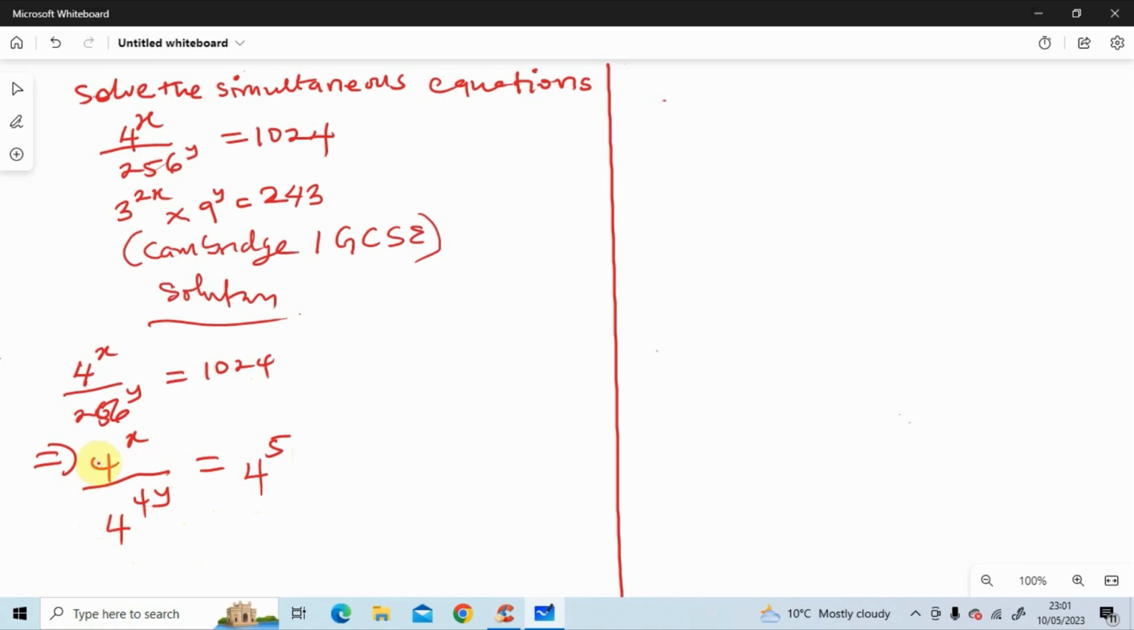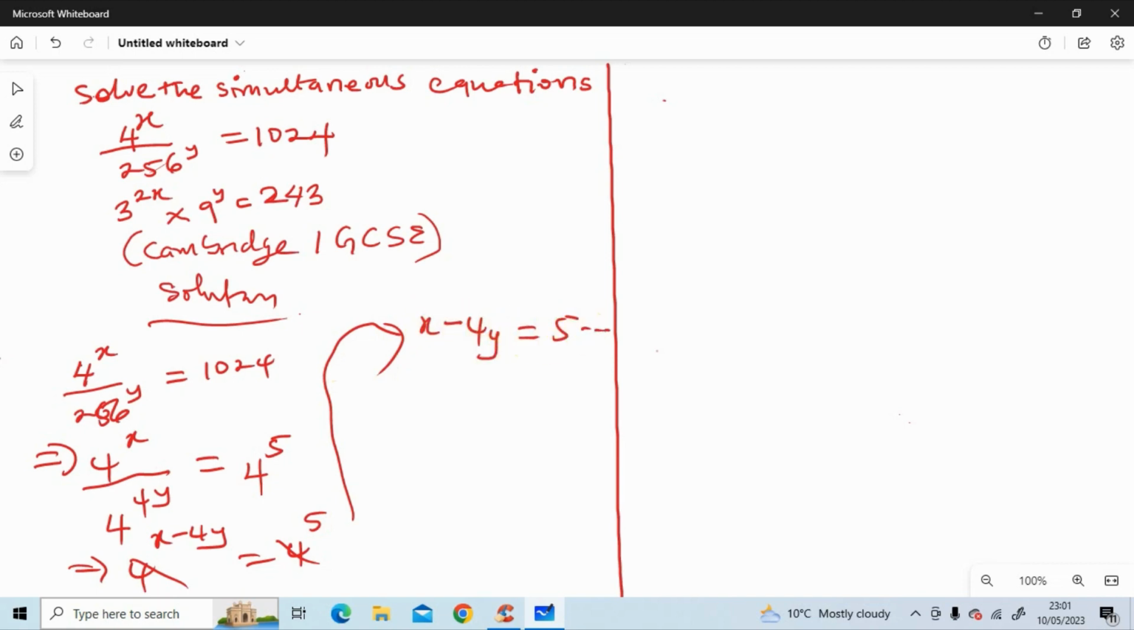So what I need to do is to apply the law of indices here. This is division. Remember, if you have two exponents with a common base, you subtract the powers. So picking the base, which is 4, I'm going to subtract the powers: x minus 4y is equal to 4 exponent 5. Because of this equal sign, I'm going to cancel 4 with 4, just cancel out the base and pick the exponents. So this is the same thing as x minus 4y is equal to 5. I'll call this one equation 1.